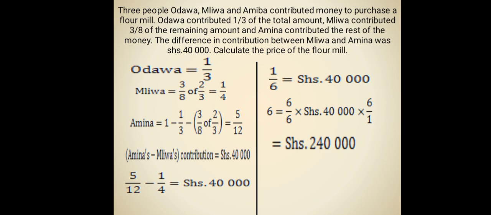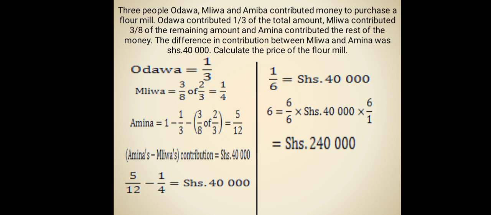Now let's have some statistics. We have Odawa contributing a third. We have Muliwa contributing 3 over 8 of the remaining amount. Now if Odawa has contributed a third, what is remaining is 2/3. So 3 over 8 of 2/3, we get a quarter.